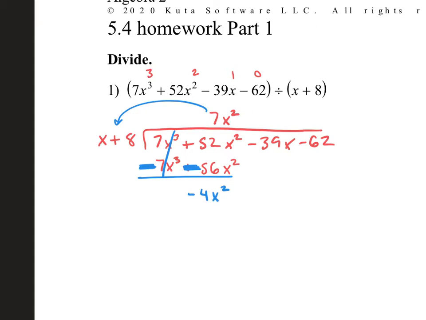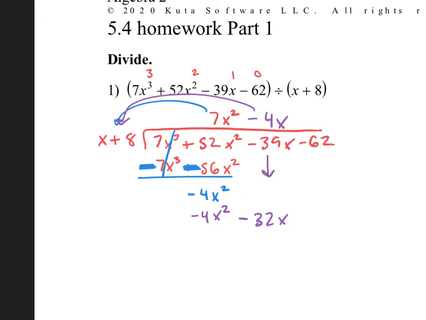Now we do the same thing. We can either ask ourselves, what times x gives us negative 4x squared, or we can just divide by x. So divide this by x. What is negative 4x squared divided by x? Negative 4x. What do we do next? Awesome, we got to multiply it to everything on the outside. So what's negative 4x times x? Negative 4x squared. And then what's negative 4x times 8? Negative 32x. What do we have to do next?